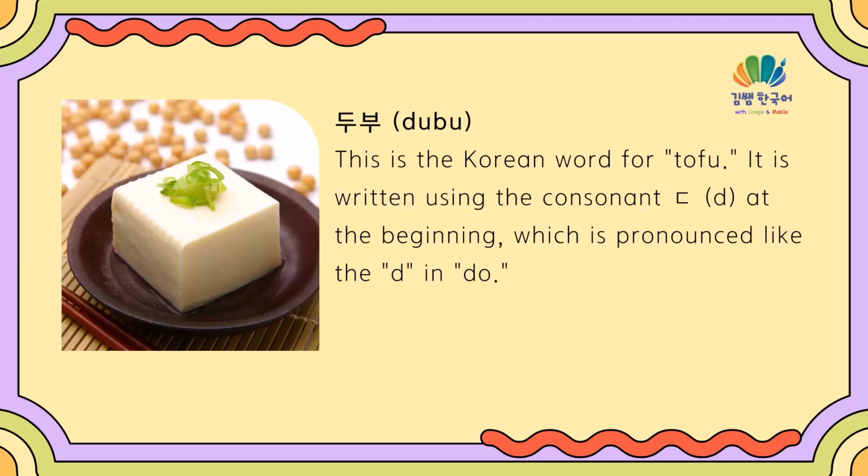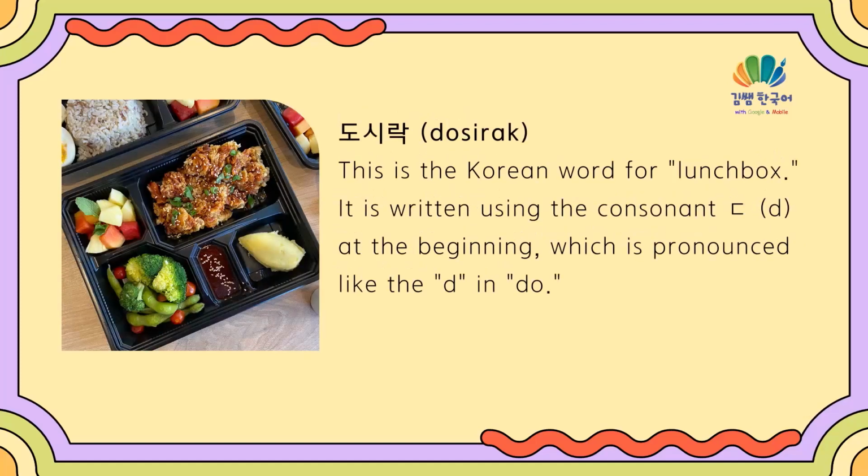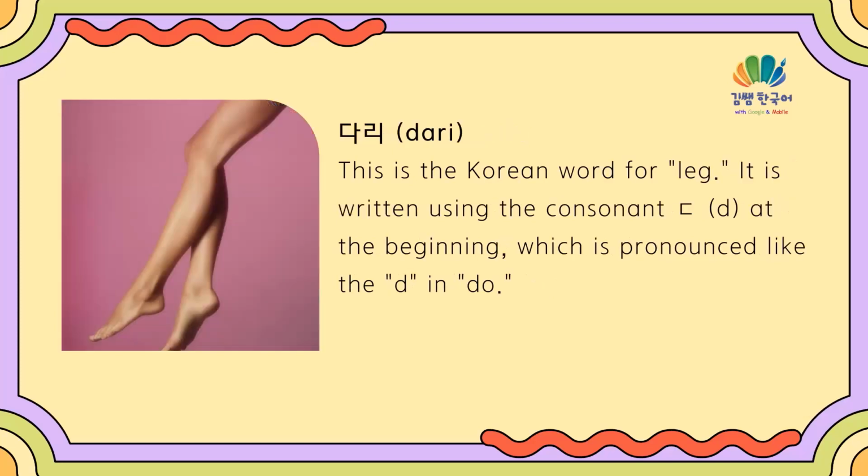In do, 도시락. This is the Korean word for lunchbox. It is written using the consonant 디귿, D, at the beginning, which is pronounced like the D in do. 다리. This is the Korean word for leg. It is written using the consonant 디귿, D, at the beginning, which is pronounced like the D.